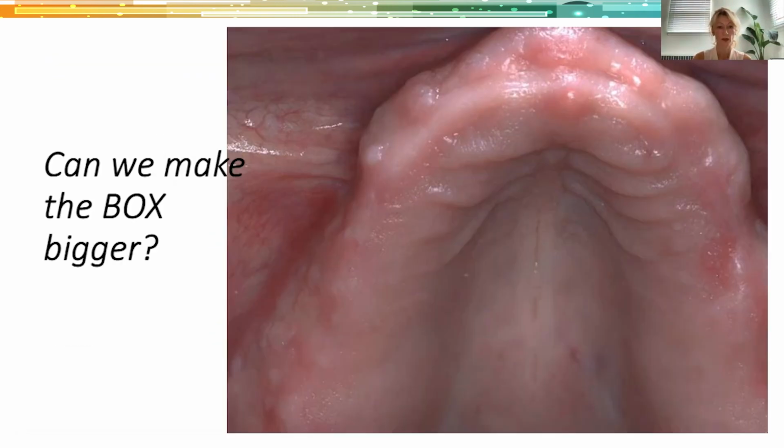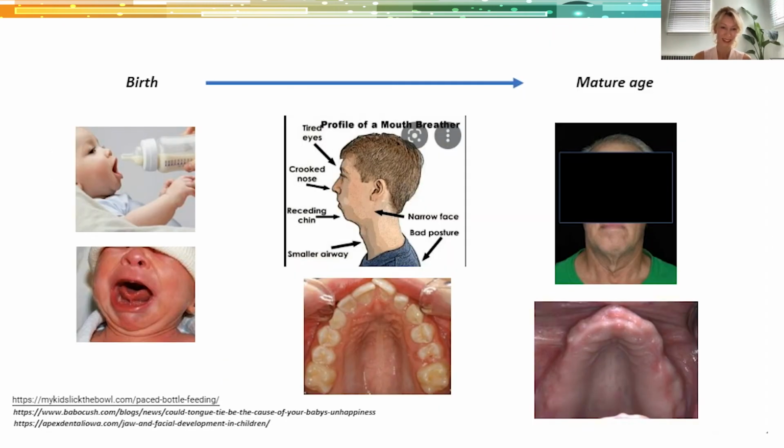Now, can we make the box bigger? That's the biggest question. It starts from birth. Maxillary development is mostly stimulated by the forces of the tongue. If we have the tongue in proper position on the palate, it's a very strong muscle and helps that palate and that maxilla develop.